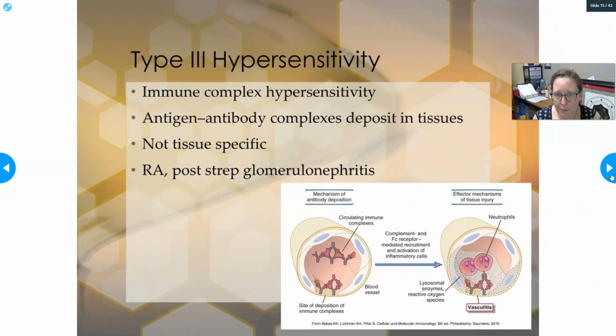Type 3 hypersensitivities are immune complex hypersensitivities. Immune complexes are antigen-antibody complexes, and they deposit in tissue. They're floating around in the blood and then get stuck in some tissues.